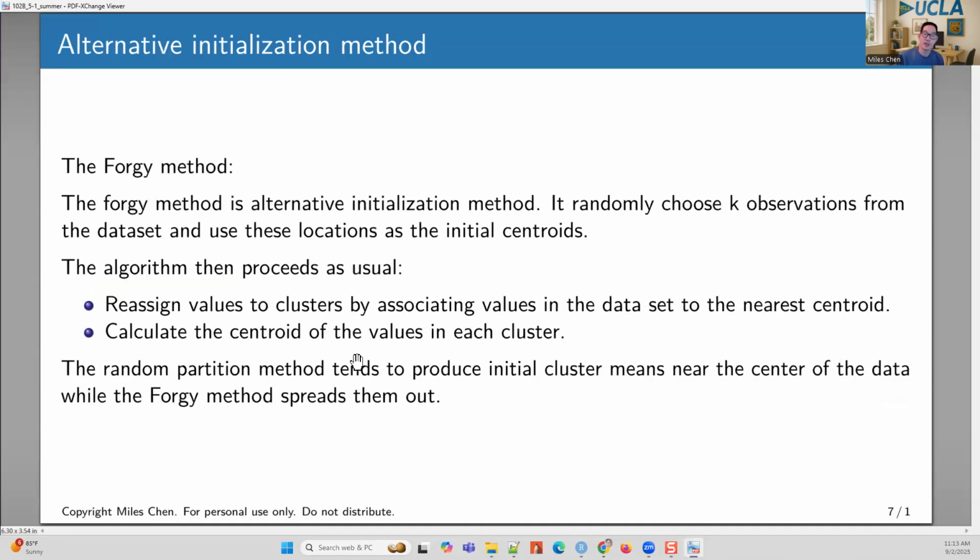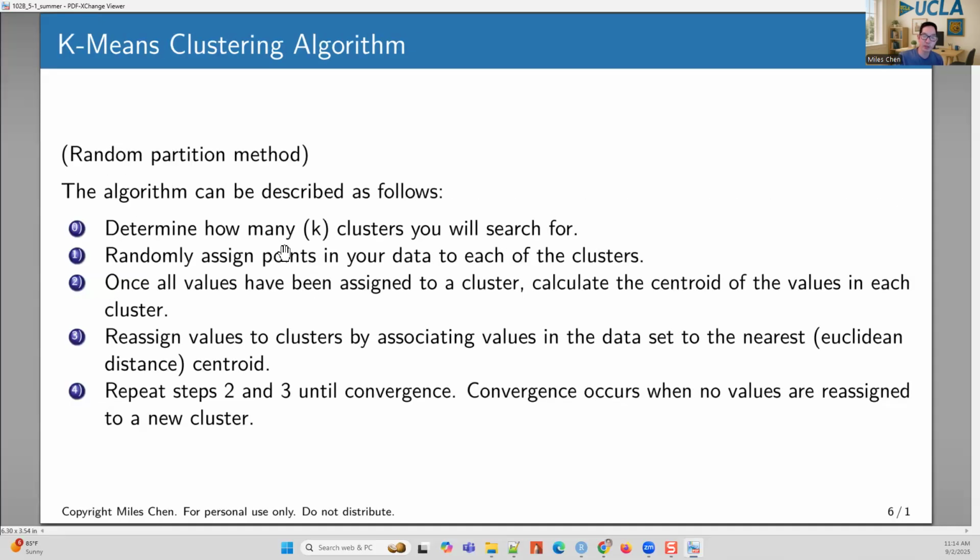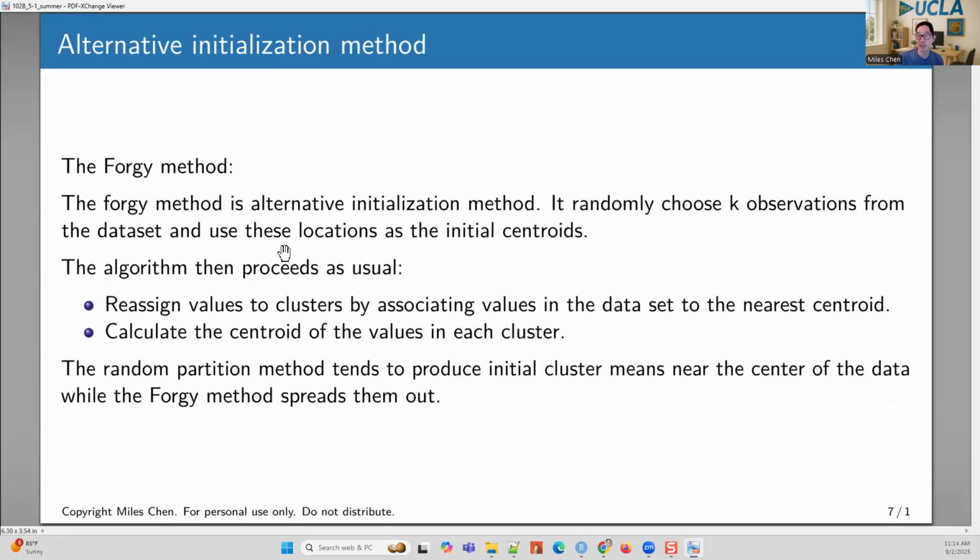Okay. The Forgy method is an alternative initialization method. Rather than randomly assigning points to the different clusters, it just randomly selects K observations from the data set and uses those as the initial centroids. Then the algorithm proceeds where you reassign points to the clusters and then recalculate the centroids. So the random partition method tends to produce initial cluster means near the center of the data, while the Forgy method tries to spread them out.